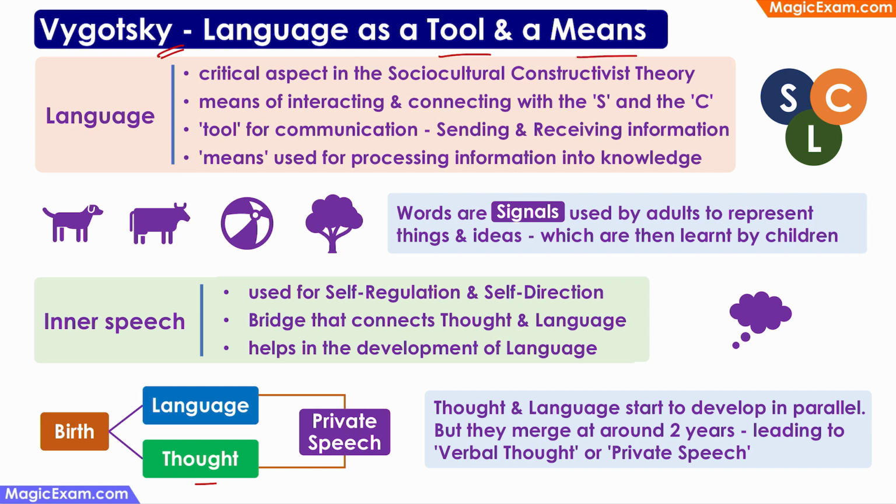He says that language is a way through which children are able to connect with the S and the C in his theory. That is, Vygotsky's cognitive development theory is built on the concepts of social factors, cultural factors, and language. So language is the means through which children can interact with the social factors and the cultural factors. So language is the means of interacting and connecting with S and C.